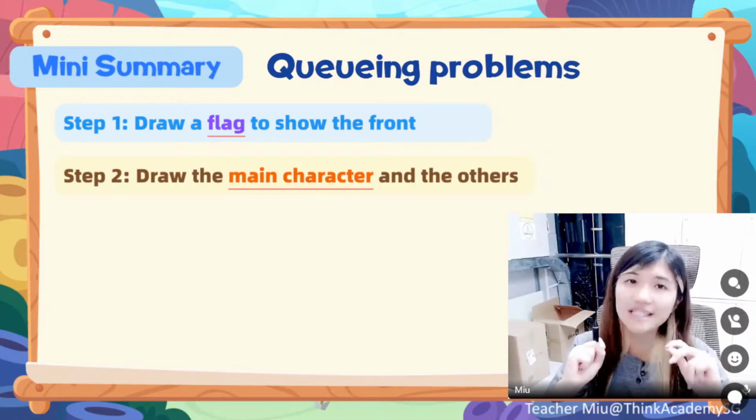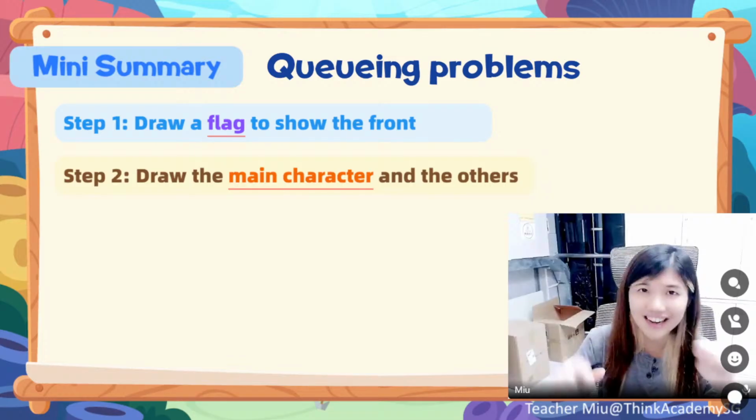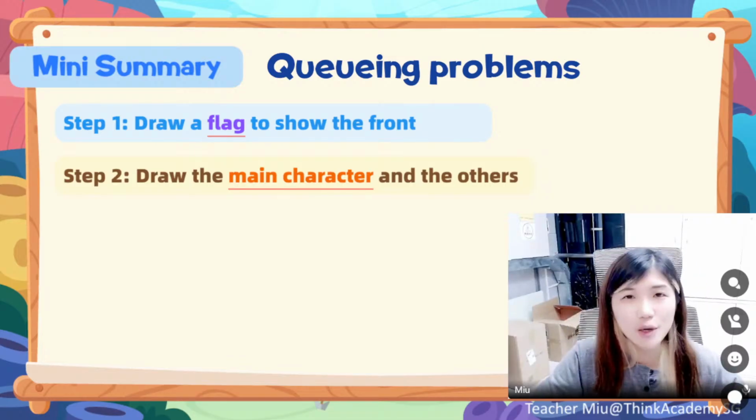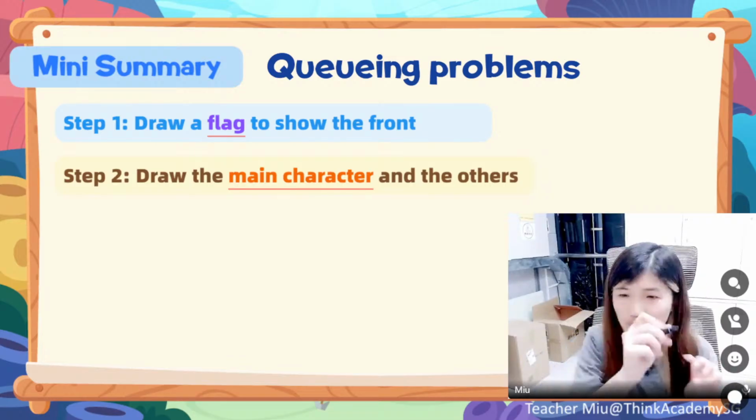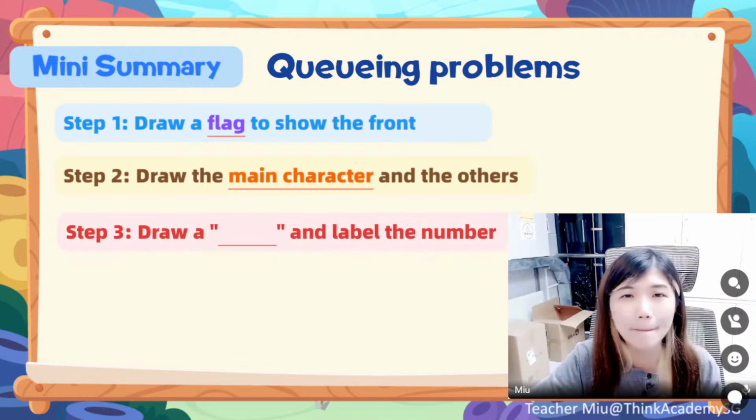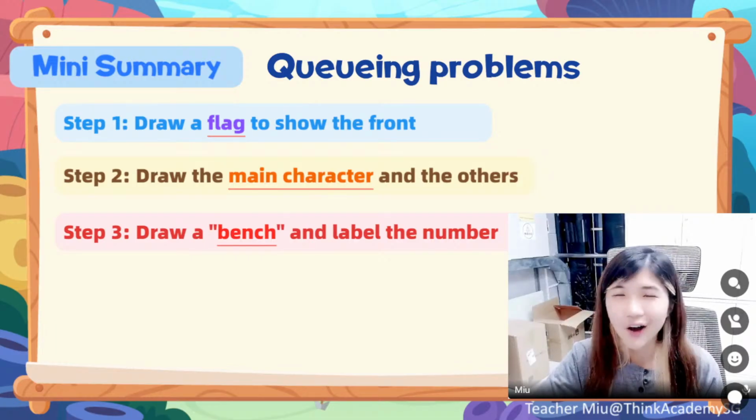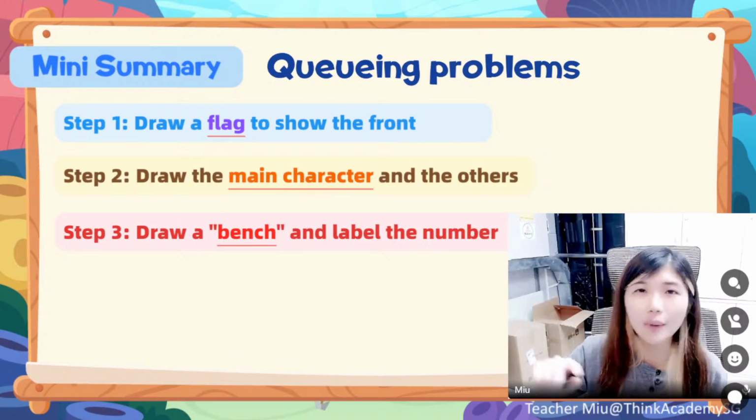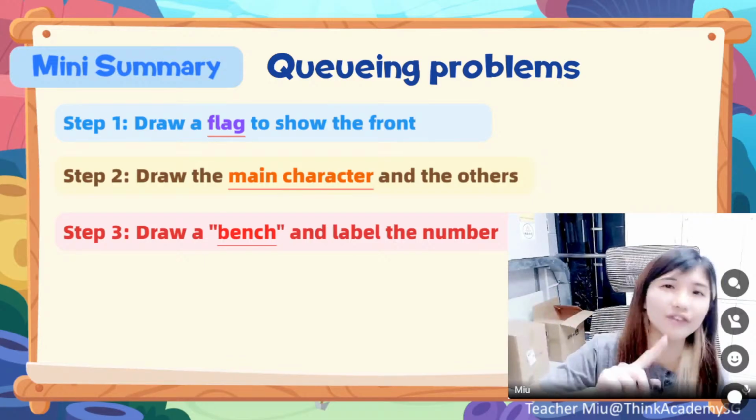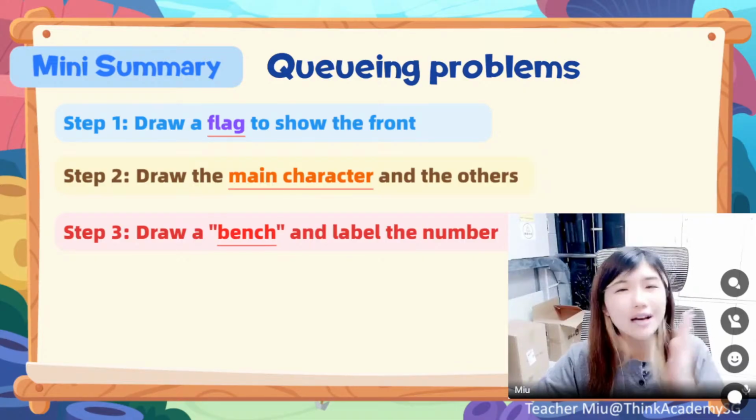The question said Miu is in front of Charlene. So Miu first and then Charlene. Right? And also, since Miu is the 4th from the front, you just draw the others starting from the first all the way to the 4th. Then you draw a bench for them to sit on and label the number. Also, as for Charlene, she is the 5th from the back. So all the way from the last one to Charlene, the 5th one, you just draw a bench again and let them sit on it. That's how we do the queuing problem.